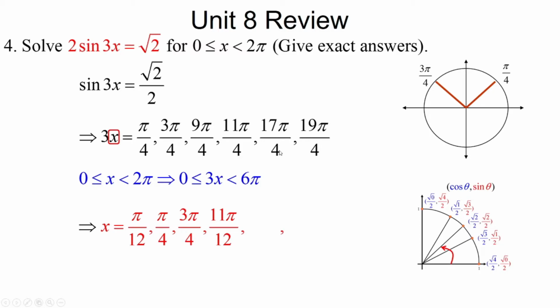17 pi over 4 divided by 3 would be 17 pi over 12, also does not reduce. And then 19 pi over 4 divided by 3 would be 19 pi over 12, which also does not reduce. So those are my exact answers in the interval. And these are x's now, and all of these x's are in the half closed interval 0 is less than or equal to x, and x is less than 2 pi. Oh, that's a beautiful problem.